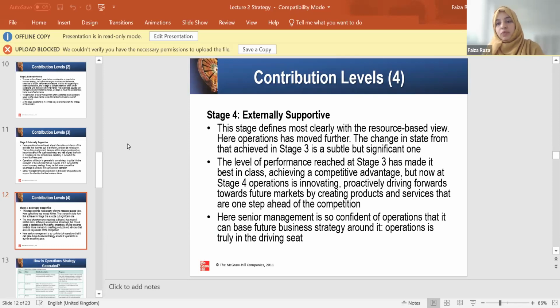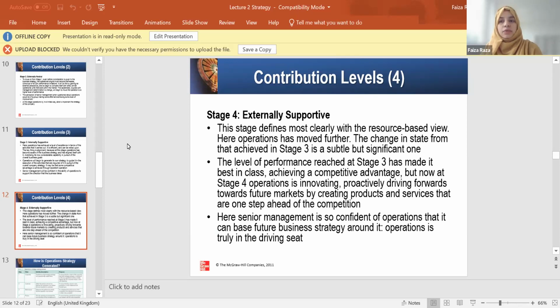Here operations has moved further. The change in state from that achieved in stage 3 is a subtle but significant one. The level of performance reached at stage 3 has made it best in class, achieving a competitive advantage. But now at stage 4, operations is innovating, proactively driving towards future markets by creating products and services that are one step ahead of the competition.